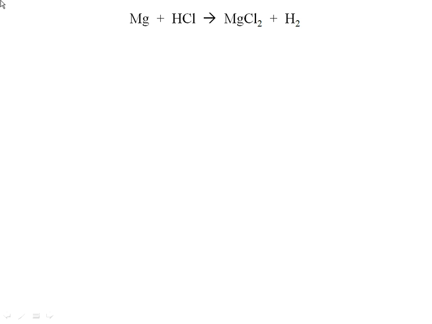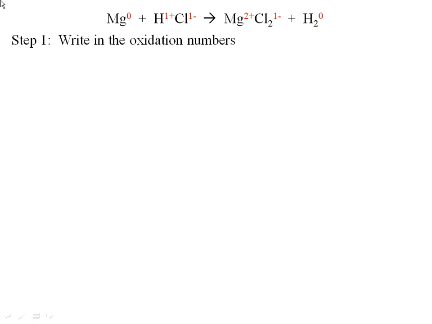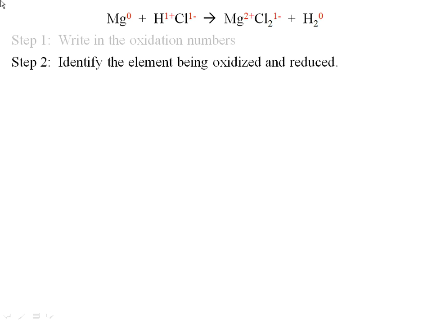We have magnesium plus hydrochloric acid yields magnesium chloride and hydrogen gas. First step is to write in all the oxidation numbers, and I just do this quickly for you here. We put in all the oxidation numbers properly for that reaction. The next thing we have to do is identify what's being oxidized and what's being reduced.